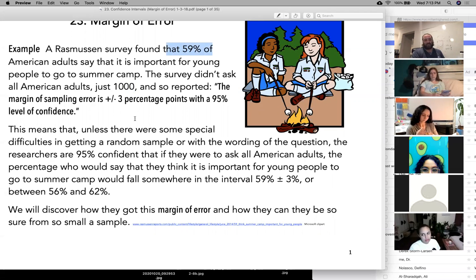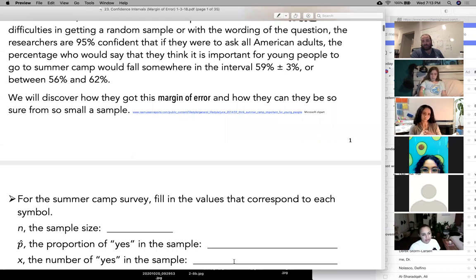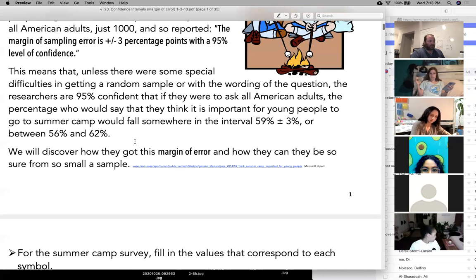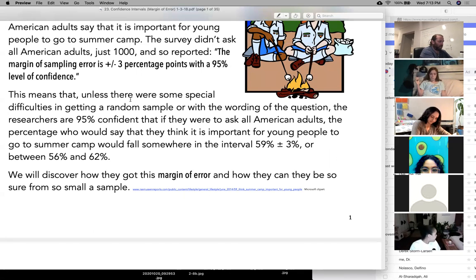Okay. That's the proportion. If I say, how many yeses are there in the sample? Then that would be 59% of 1,000, which is how much? I'm wrong. 59 times... 590. Okay. The number of yeses is 590. Makes sense so far? What was our sample size again? 1,000. It says right here. Right, 1,000. Got it. Okay.